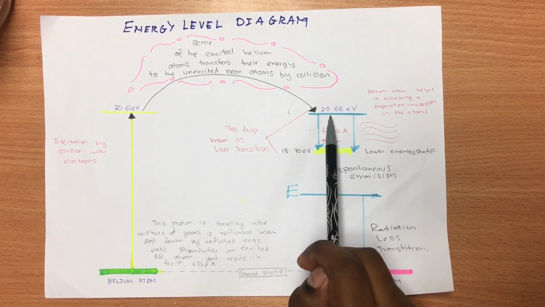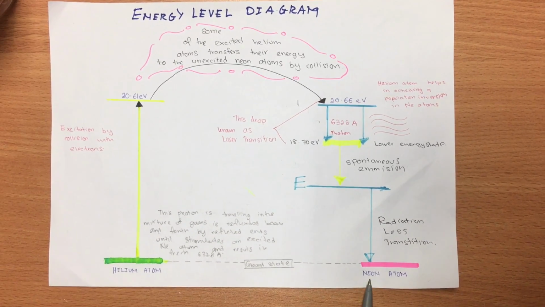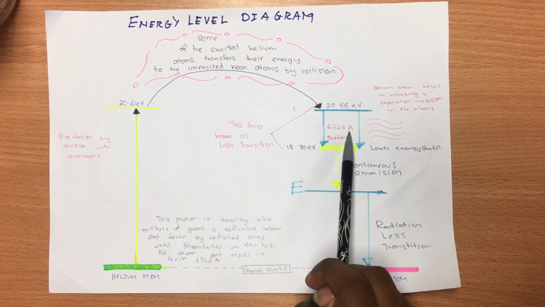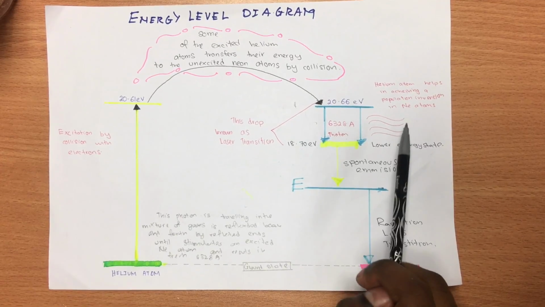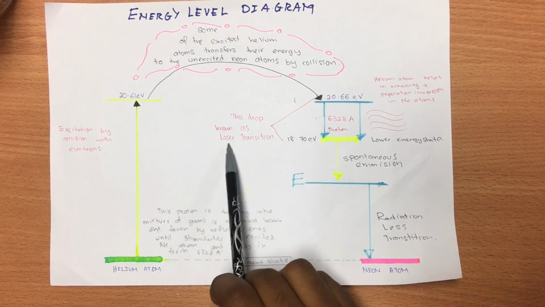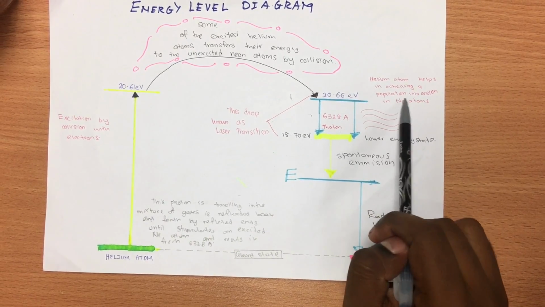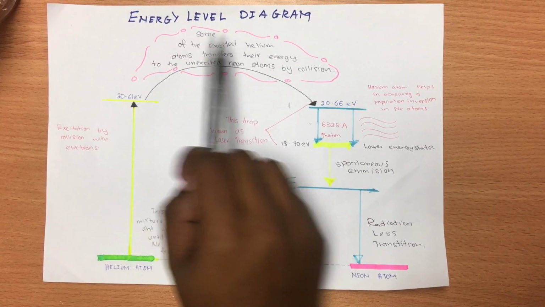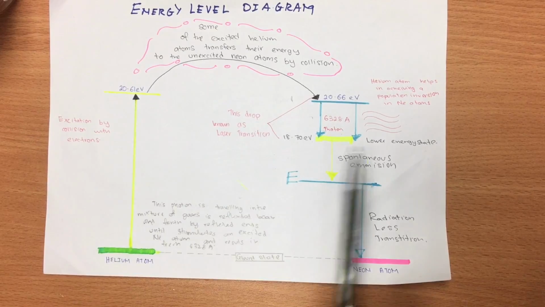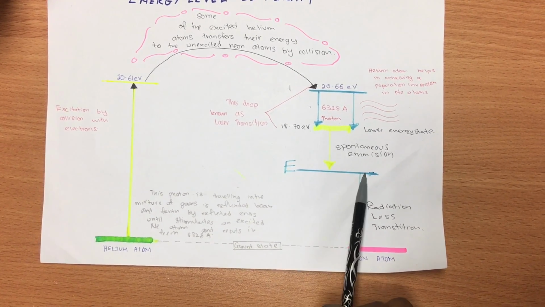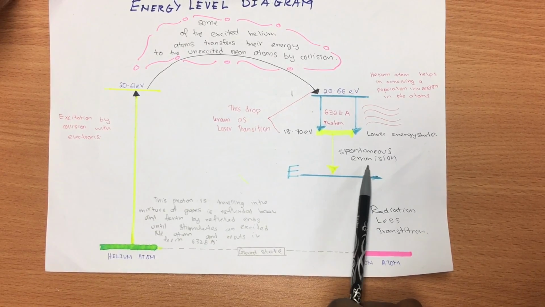So when there's 20.66 electron volts in the neon atom and it drops to 18.70, it produces a 632.8 nanometer photon, which is the one that causes the red light. This drop is caused by the laser transition. And the helium atom helps in achieving a population inversion in neon atoms by this transferring of energy. When the 18.70 electron volts drops further to another energy level, spontaneous emission occurs.